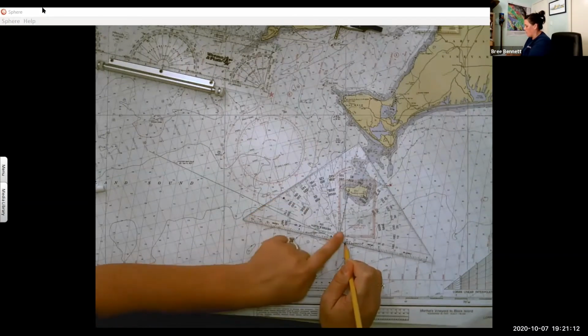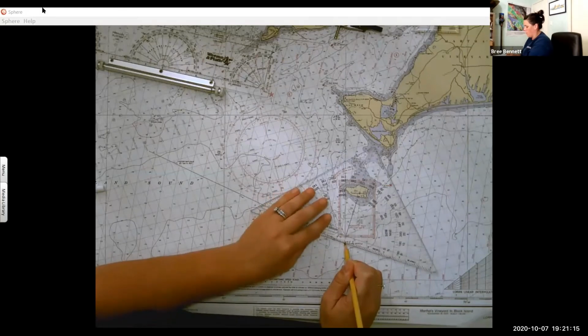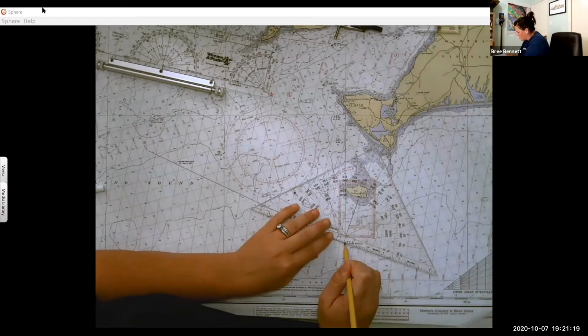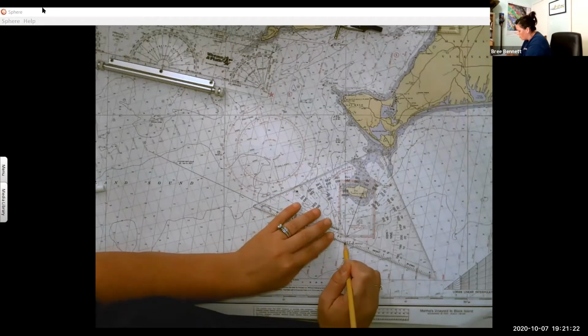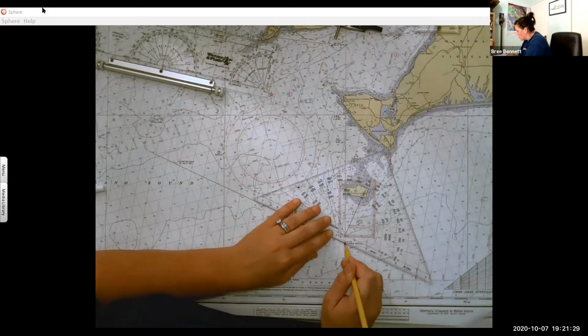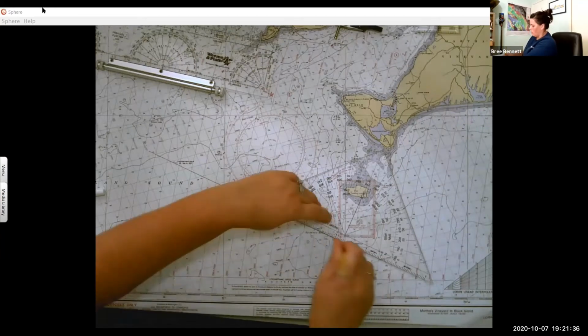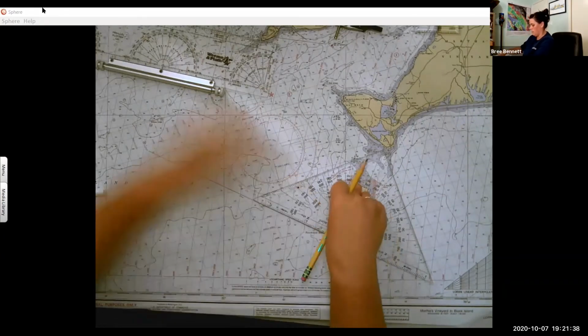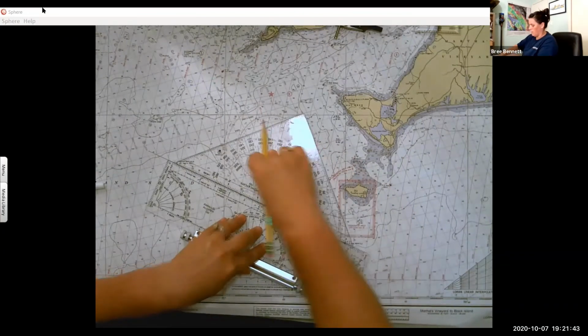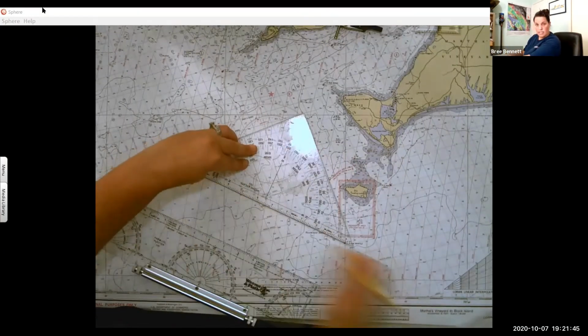So I'm lining up that focal point on the vertical line and then 294 at the top. So here's 290, 294. Oops. 296, 294, right there. So I can draw in my line, move my triangle a little bit, and continue drawing my line.